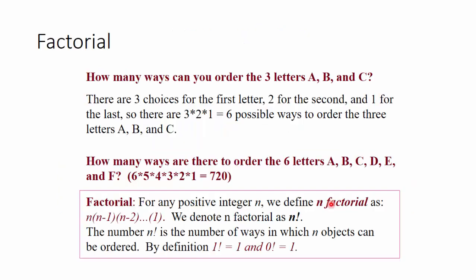Here's a small example. How many ways can you order 3 letters A, B, and C? There are 3 choices for the first letter, 2 for the second, and 1 for the last. So there are 3 × 2 × 1 = 6 different possible ways to order the letters. If you have to order 6 letters, it becomes 6 × 5 × 4 × 3 × 2 × 1 = 720 different ways. A small note: by definition, 1 factorial is equal to 1 and 0 factorial is equal to 1 as well. It's denoted by n!.